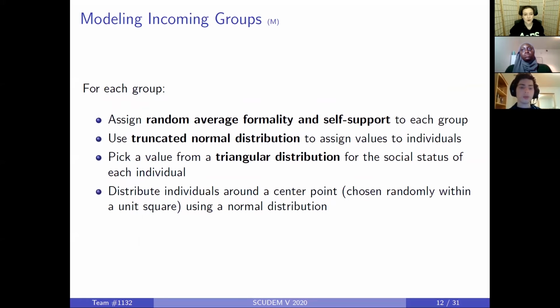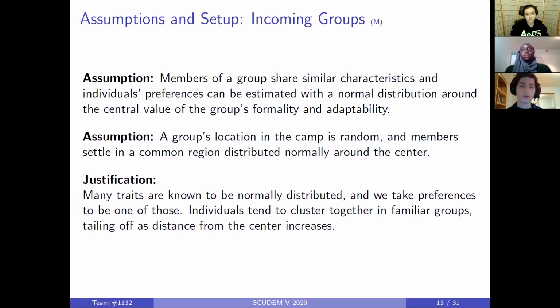So then we also had to model the incoming groups into the camp. How we did this was that for each group, we assigned a random central formality and self-support value. And then we used a truncated normal distribution to assign values to the individuals of that group, so they would stay between 0 and 1. And then we also picked a value from a triangular distribution, which represented our social hierarchy, to get the social status of each individual. And we distributed individuals around a center point chosen to be the location of that group, also using a normal distribution.